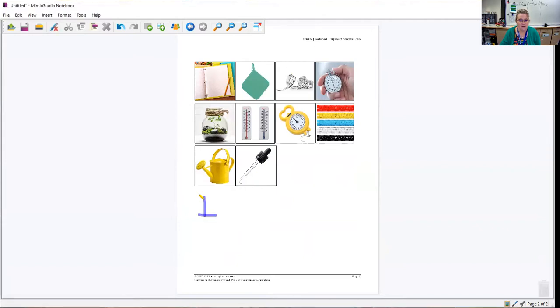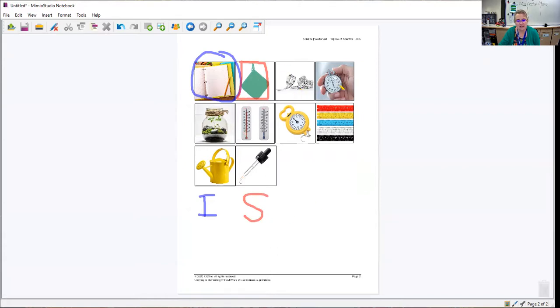We know we're going to do I for investigation in blue. So the science notebook, I'm going to use that for investigations. The hot pad, that's what I use in the kitchen to pick up hot things so I don't burn myself. So I think that would be safety. So I'm going to get my red and mark a box around it. So red is for safety.